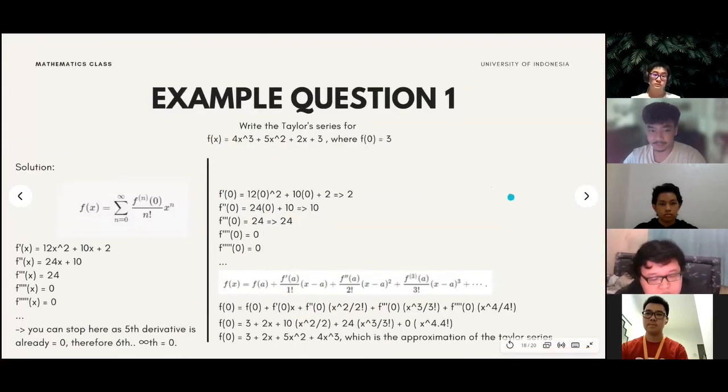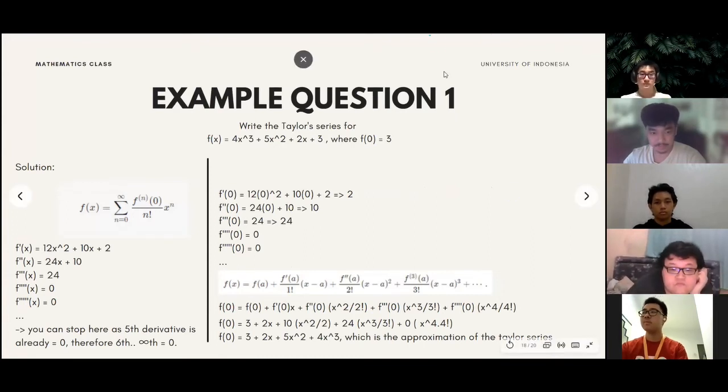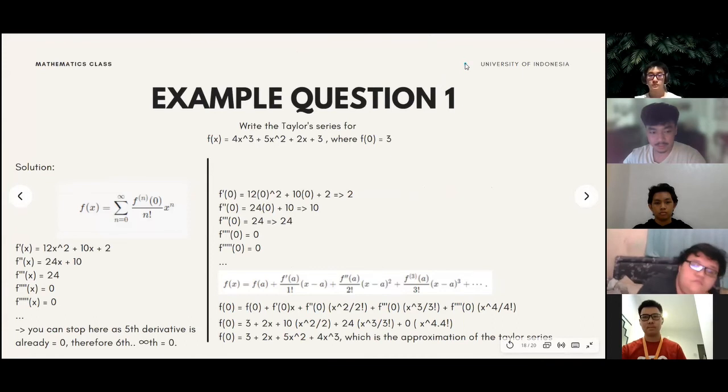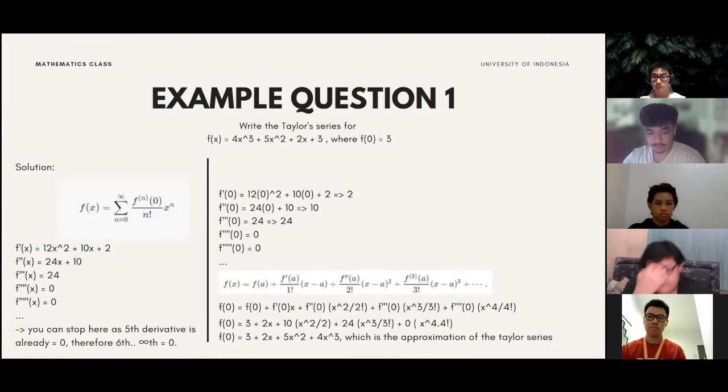So this is example question 1. Basically, the question is the Taylor series with a function as such, f(0) equals 3, and we use the Taylor series formula to derive the first until the fourth derivatives. We can stop at the fourth derivative, as the fifth until infinity derivatives are 0. We then replace x with 0, and we find the results. We put them into the Taylor series polynomial formula, and so we have the last section down there as the approximation of the Taylor series itself.